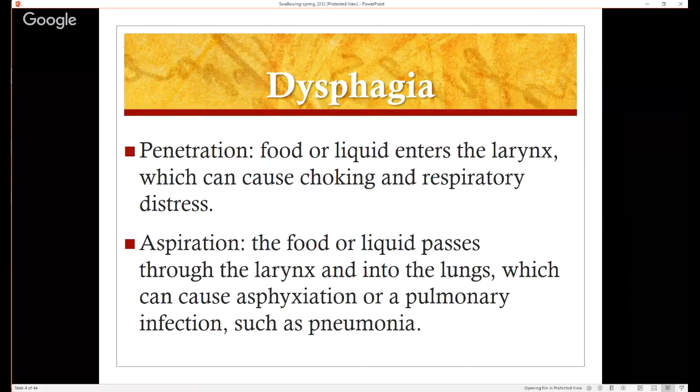You may have heard of a silent aspiration, and with that, there's no sign such as choking or coughing or speaking with a wet or gurgly voice to suggest that aspiration is occurring. And that can be kind of a scary time for families, and you as a speech language pathologist can help families to be able to recognize when that might be occurring.